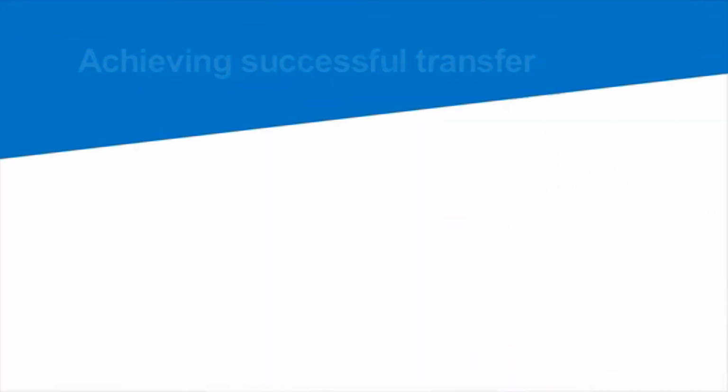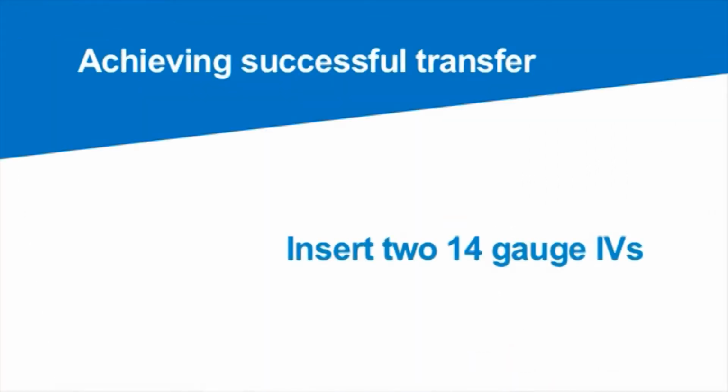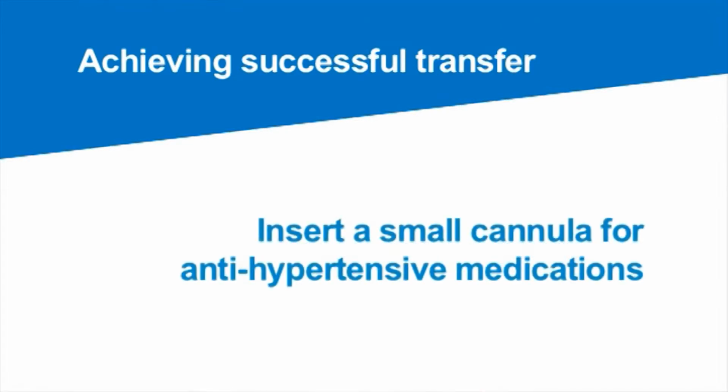Appropriate vascular access is an extremely important issue which you must think about before you leave on the transfer. The bottom line is you must expect and prepare for deterioration and insert lines accordingly. You need 2 large bore or 14 gauge IVs. You should also consider putting in a small cannula for antihypertensive medications. You don't want to be blocking a large cannula for this.